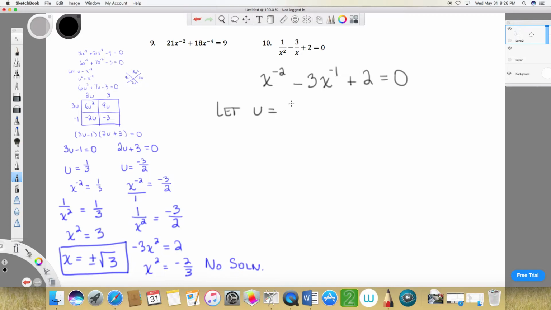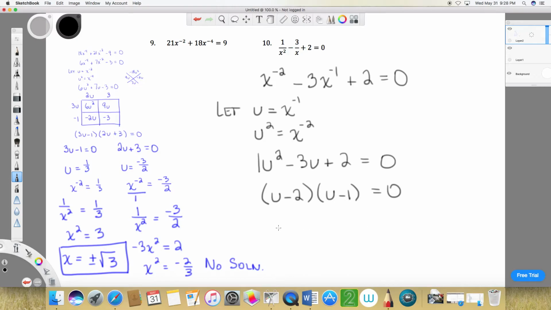I can let u be this x to the negative 1, which means that u squared is x to the negative 2nd power. I can rewrite this equation as u squared minus 3u plus 2 is equal to 0. And this factors pretty easily. I think you can see that it factors to u minus 2 times u minus 1. This gives us 2 or 1 as solutions to this equation. But remember, we need to replace u with x to the negative 1st power.